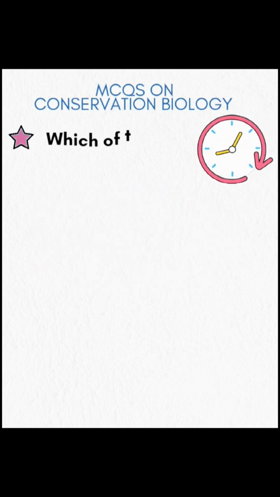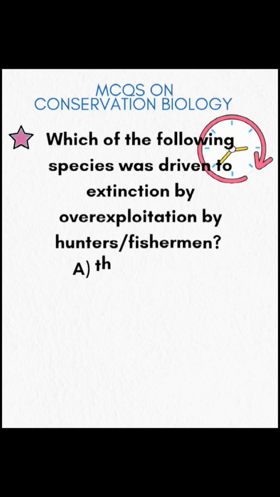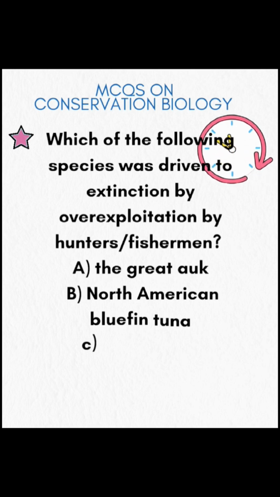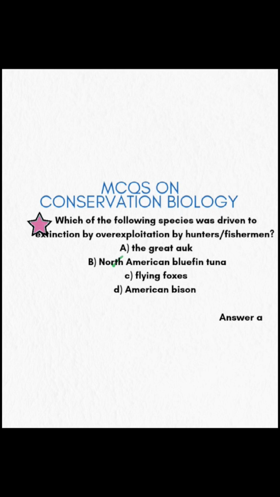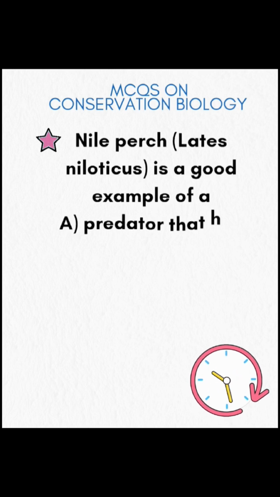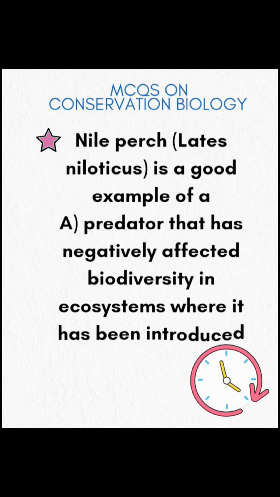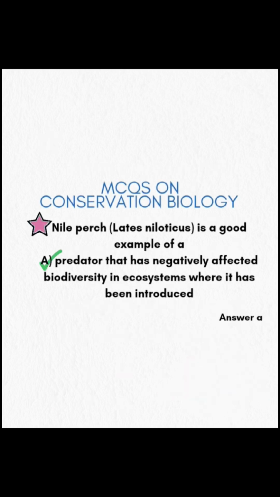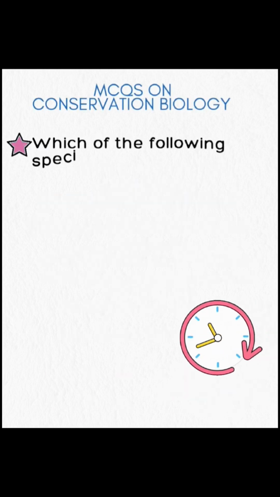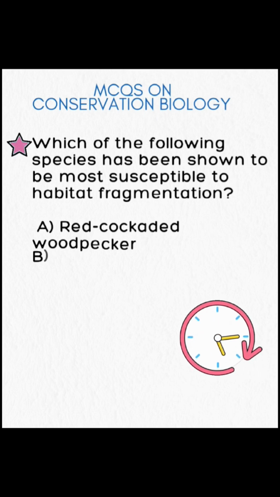Which one of the following species was driven to extinction by overexploitation by hunters and fishermen? So here the correct option is the great auk. Nile perch, Lates niloticus, is a good example of what? A predator that has negatively affected biodiversity in ecosystems where it has been introduced. Which one of the following species has been shown to be the most susceptible to habitat fragmentation? Red-cockaded woodpecker is the answer.